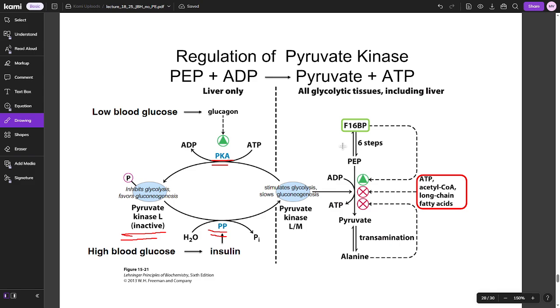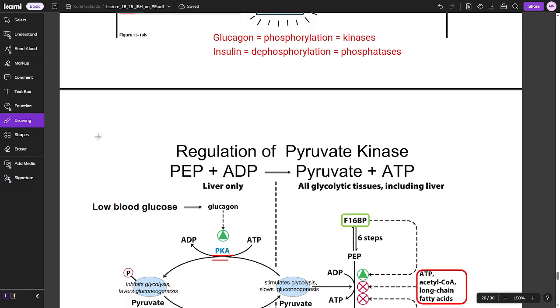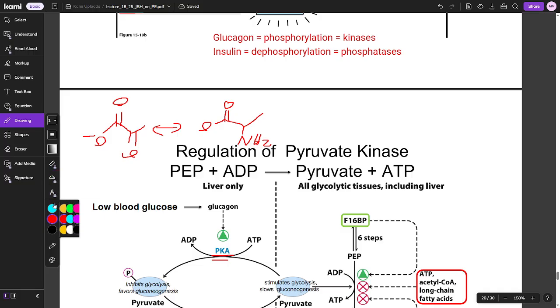You don't have to know the ins and outs of how this works, but if I draw it here for you, try and draw what this looks like. You draw out the structure of alanine. This is the structure of alanine, right? And what I want you to notice is that the only difference between these two is this group.